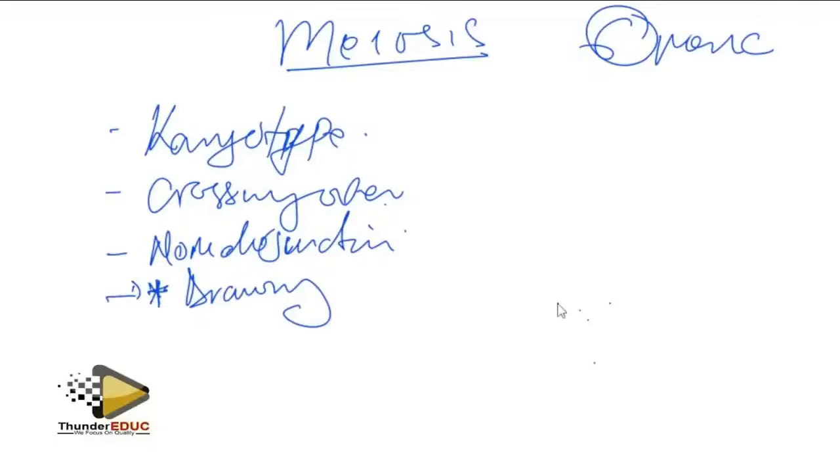Before I go to non-disjunction, where does crossover take place? It takes place during prophase 1. Don't just say prophase, we will get it wrong. Prophase 1.